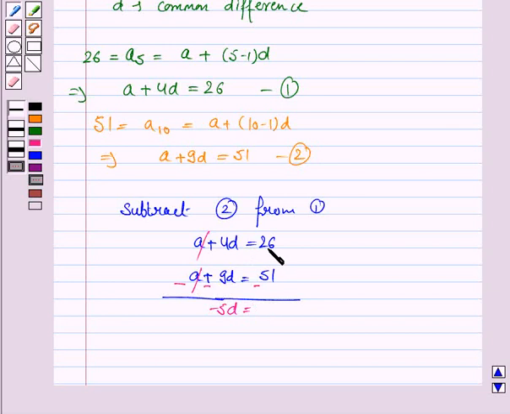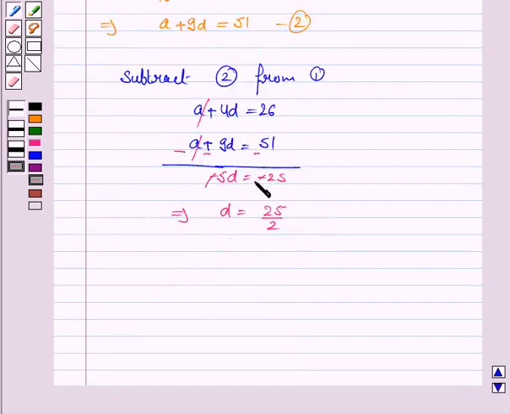And 26 minus 51 is minus 25. So this implies d is equal to 25 by 5. Minus sign gets cancelled on both sides. So we have d is equal to 5.